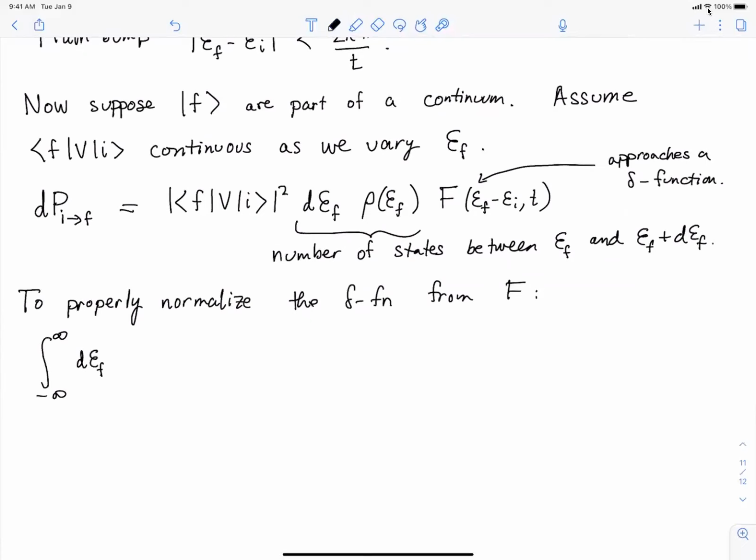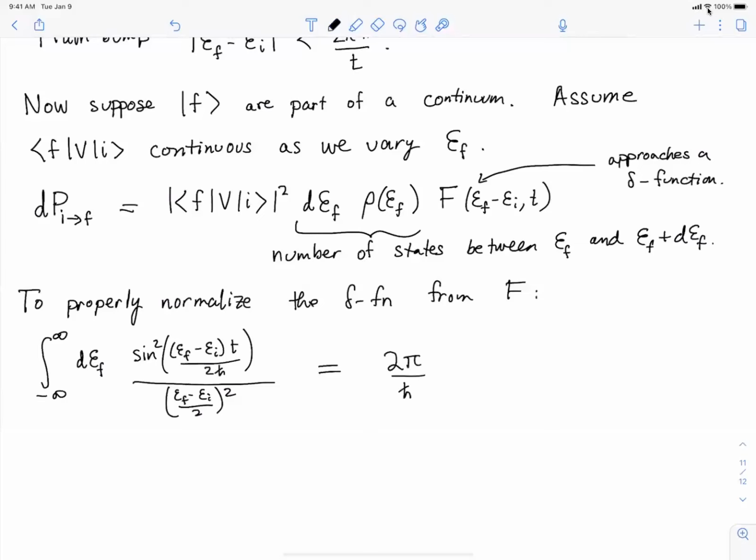Now let me write down my function f. It's sine squared of (final energy minus initial energy) times t over 2 h bar, divided by (final energy minus initial energy) squared. I'm going to put my 4 in the numerator. And that's an integral that you can actually do because it's a definite integral. We're integrating over all E sub f. And so when you work it out, this comes out to something nice, namely 2 pi over h bar times t.